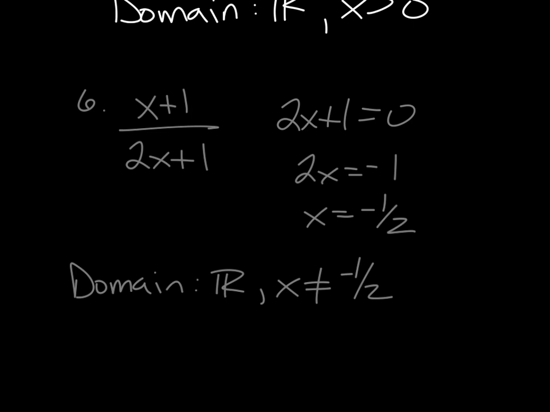So again, if there's nothing in the denominator, there's nothing in a root, it's going to be all reals unless they say some other statement. If there is something in the denominator, you set it equal to 0. That's what it cannot be.